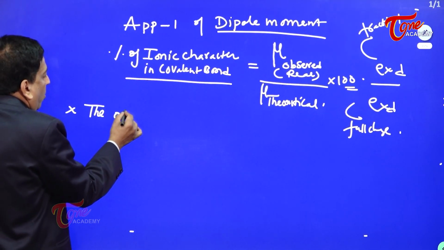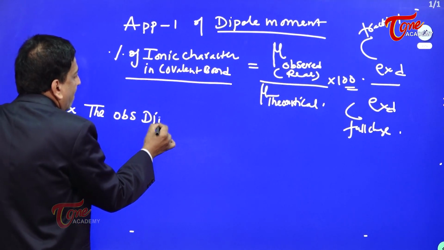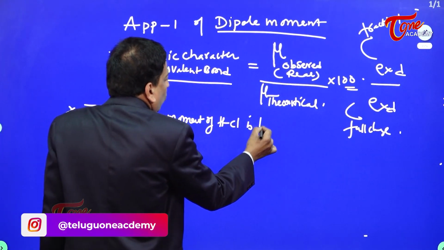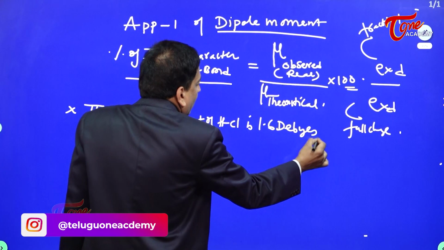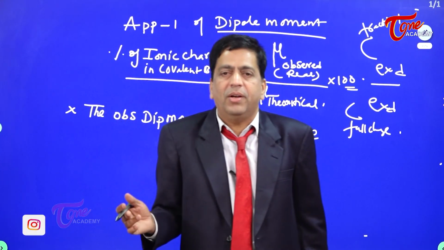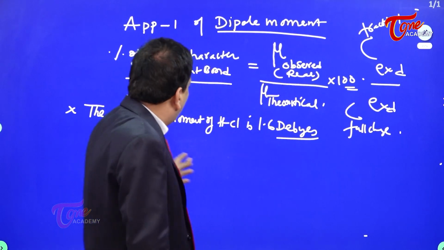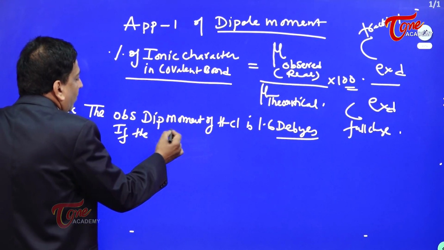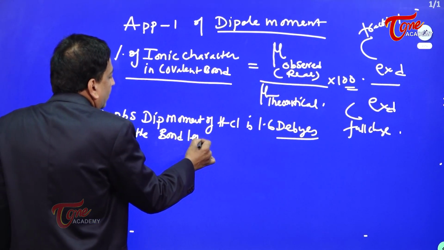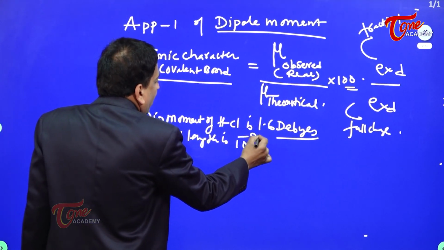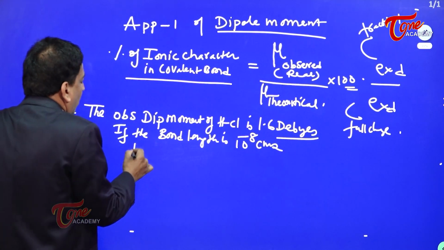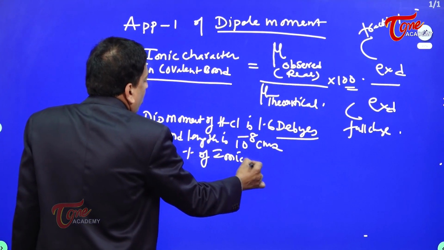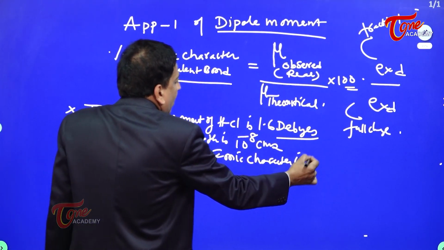The observed dipole moment of HCl is 1.6 debye. Debye is a unit of dipole moment. The observed dipole moment in HCl is 1.6 debye. If the bond length is 10 power minus 8 centimeters, find the percentage of ionic character in HCl.